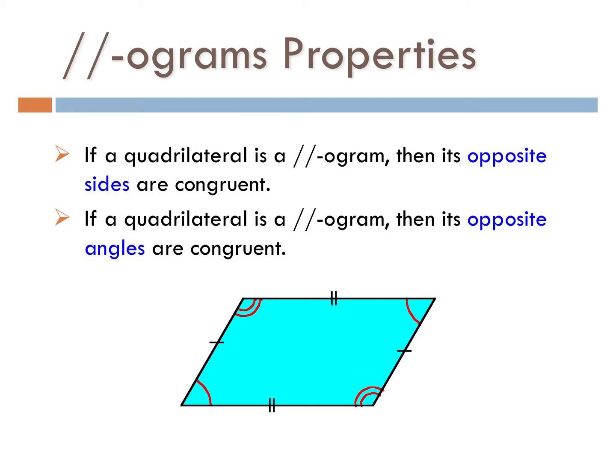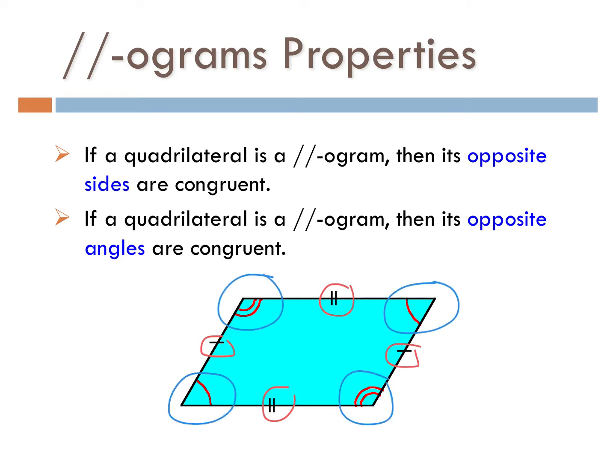So our first property here says that if a quadrilateral is a parallelogram, then its opposite sides are congruent. So in this picture, we see these two sides are congruent, the opposite sides, and this pair of opposite sides is also congruent. And then the second property says if a quadrilateral is a parallelogram, then its opposite angles are congruent. So this angle is congruent to this one, and this one's congruent to that one.